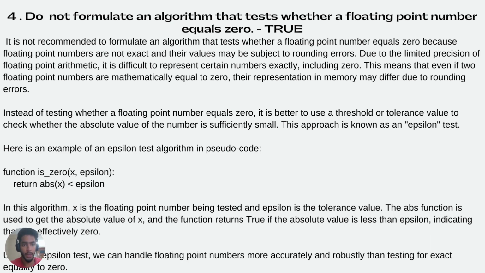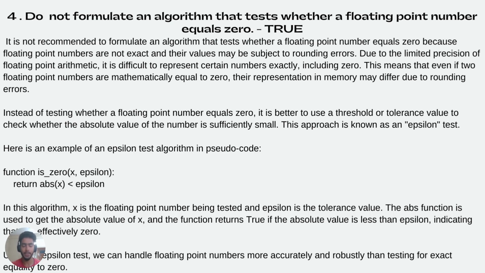Do not formulate an algorithm that tests whether a floating point number equals zero. So yeah, this statement is again true because it is definitely not recommended to formulate an algorithm that tests whether a floating point number is zero, because floating point numbers are not exact. I mean, they are not accurate, and their values are really rounded off because again we have limited access to, like, again, as I mentioned earlier, we usually take till the fourth decimal place, then we continue to the exponent part.